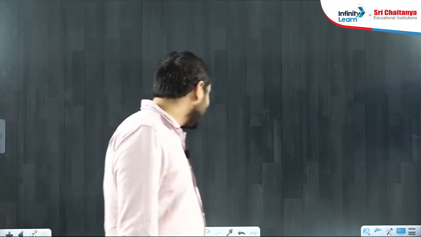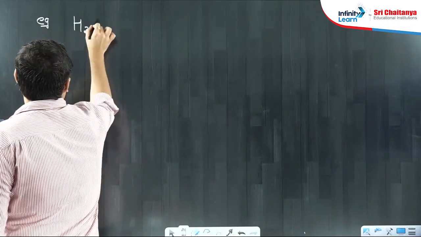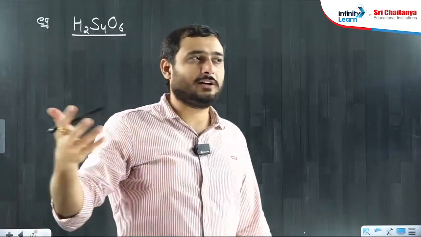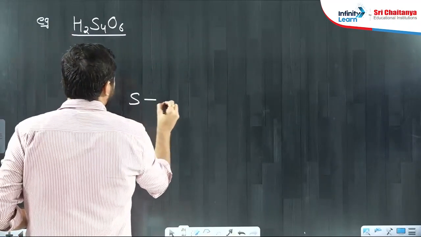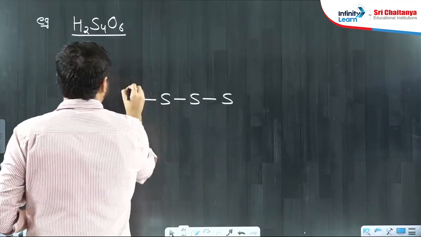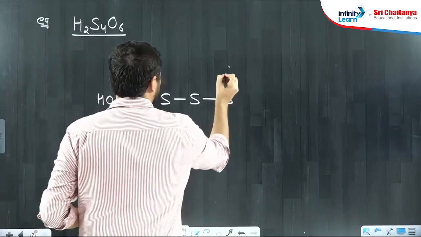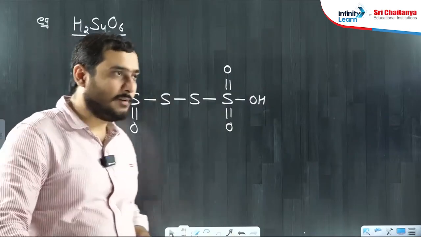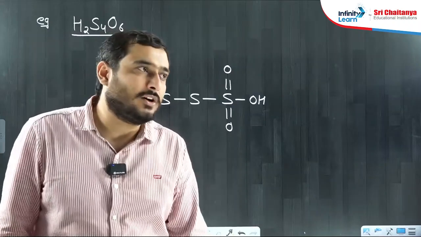In earlier classes, when we were writing the difference between oxidation number and oxidation state, I took one example: H2S4O6, where I directly wrote that 2 sulfur are present in different states. So in this structure you have to find the oxidation state of sulfur. I am writing the structure. For 4 sulfurs, for every individual sulfur you have to tell the oxidation state.